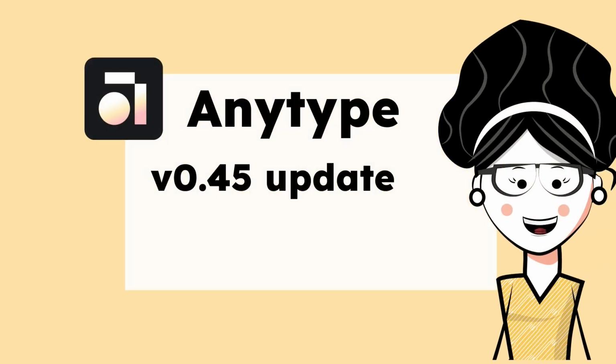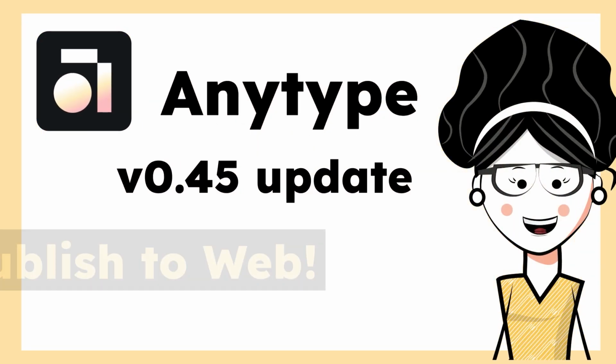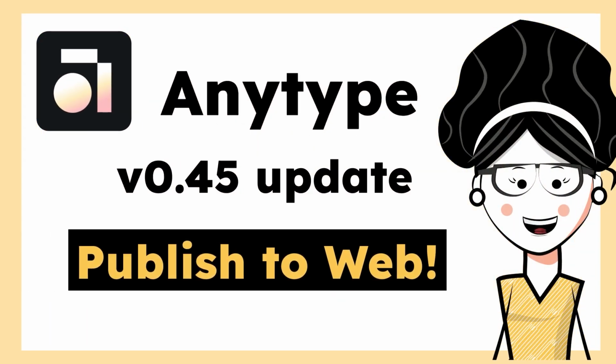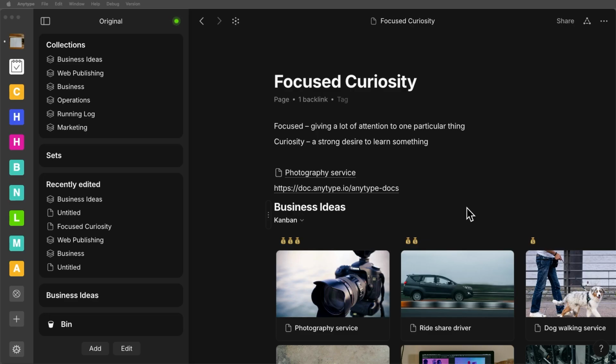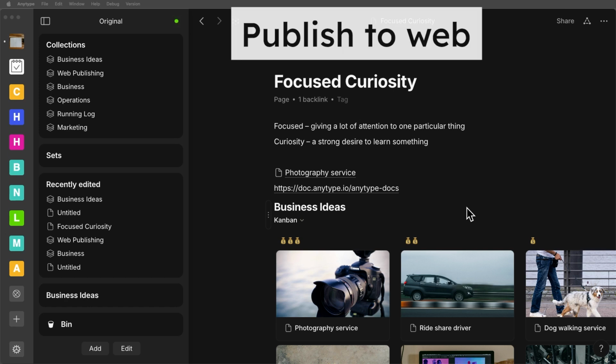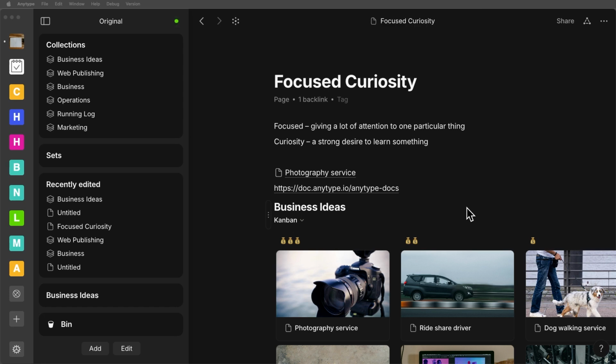Hi there. In this video, we're going to go over the latest updates for version 0.45 of Anytype Desktop. And just so you know, I'm recording today on a Mac. So the big news is publish to web, which means that you can now publish your Anytype content onto a public-facing URL. So let's take a look at how to do that.